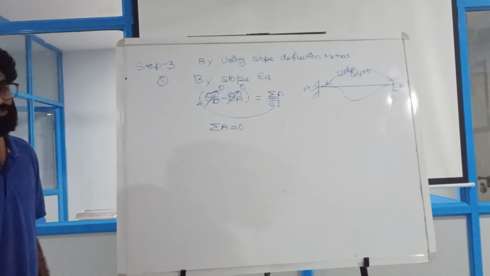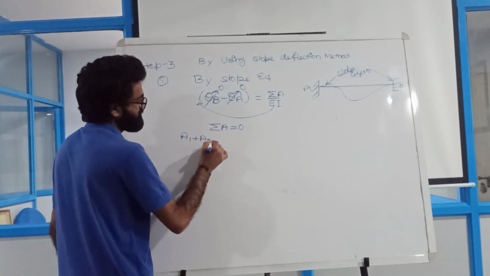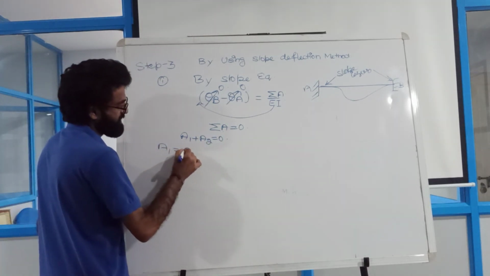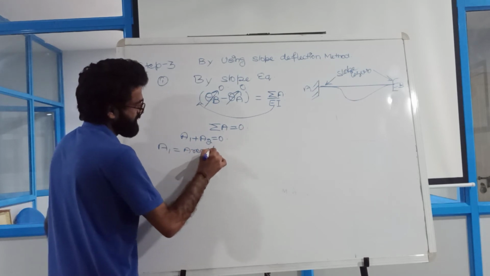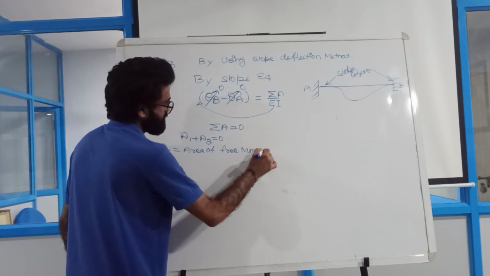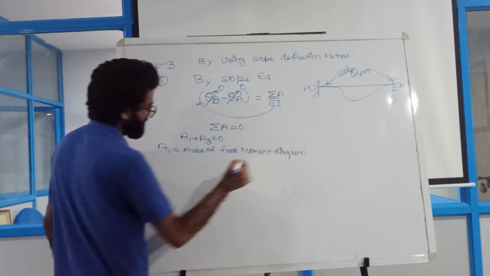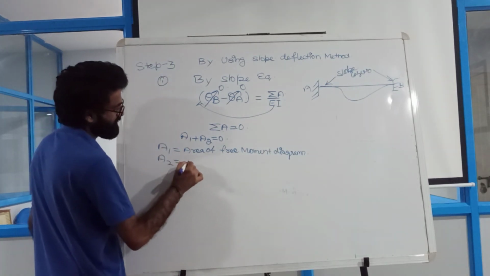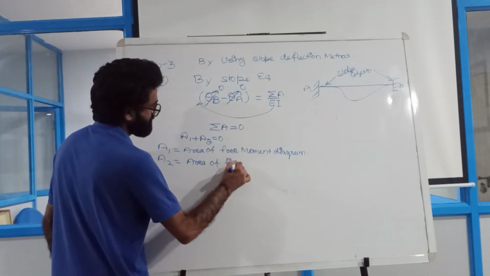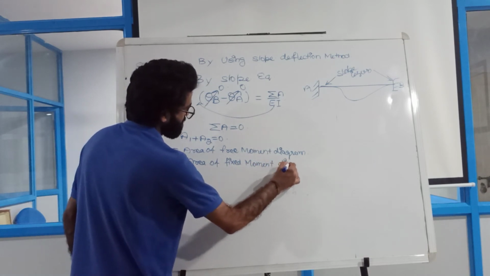So from here I got this equation. Now I will put here A1 plus A2 is equal to 0. What is A1? A1 is the area of the free moment diagram. And what is A2? A2 is equal to the area of the fixed moment diagram.